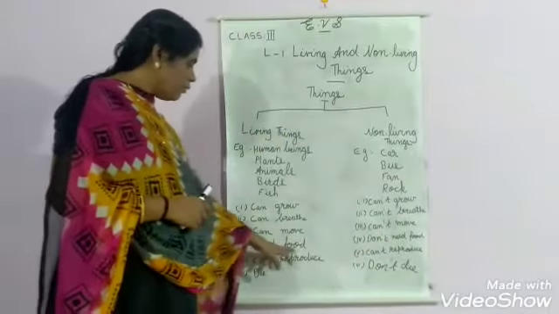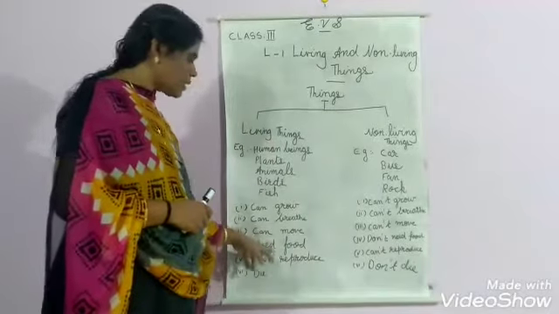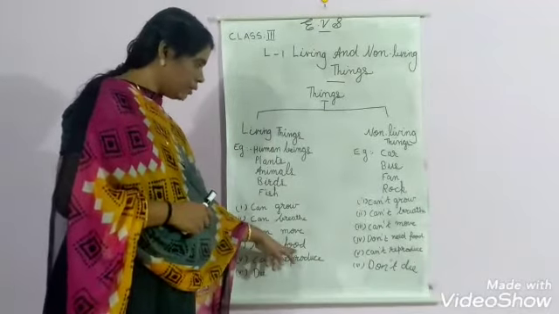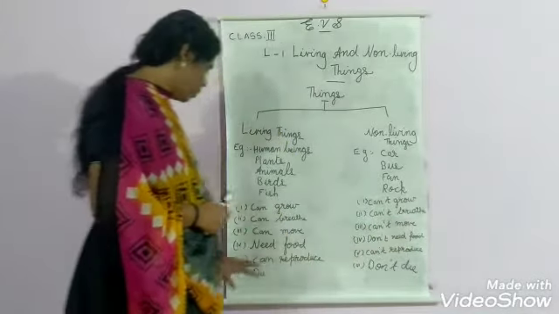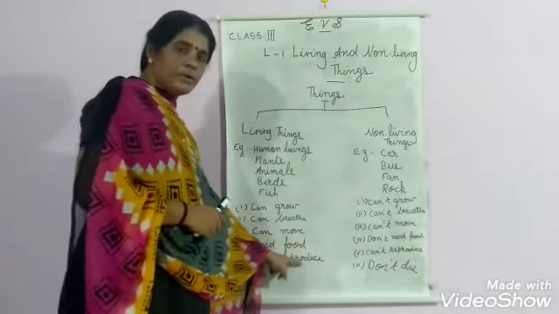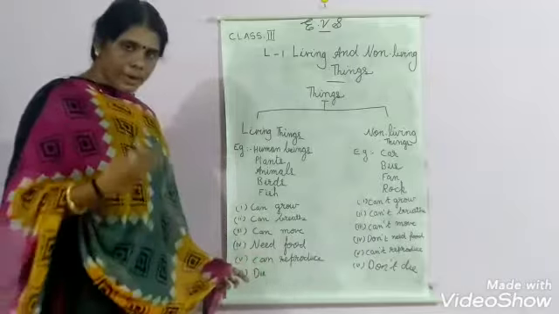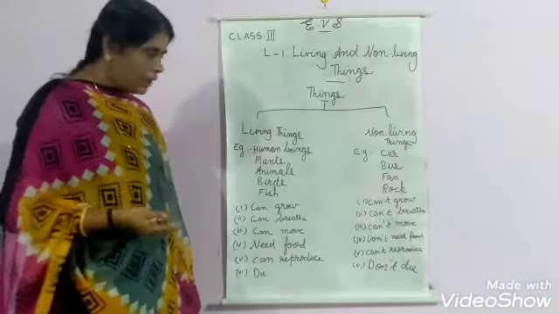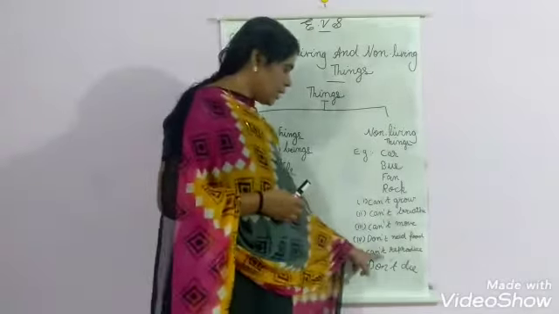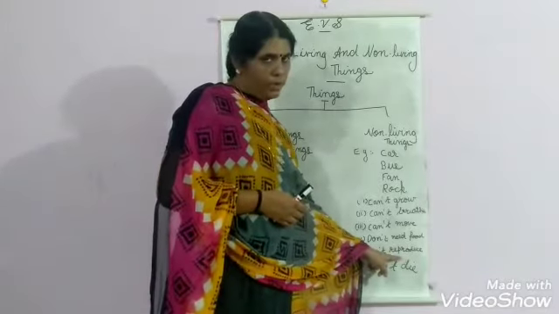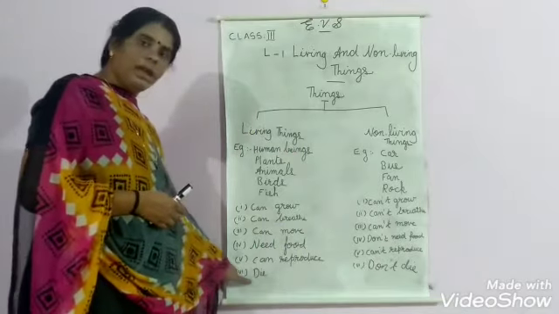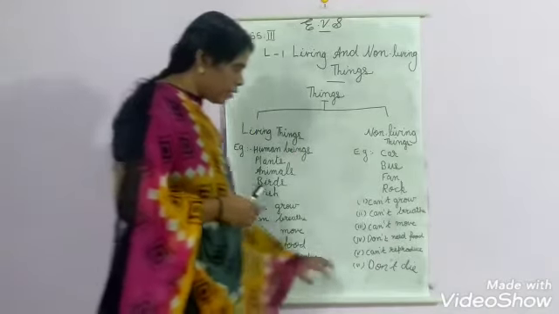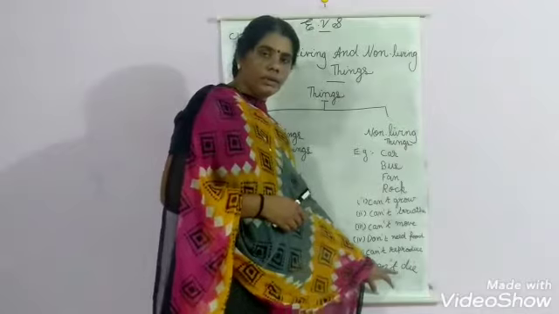Living things need food. All the living things need food for their growth. But non-living things don't need any food. Living things can reproduce. They can produce their own children. But non-living things cannot reproduce. They don't have any children. And living things will die in future, but non-living things will not die.